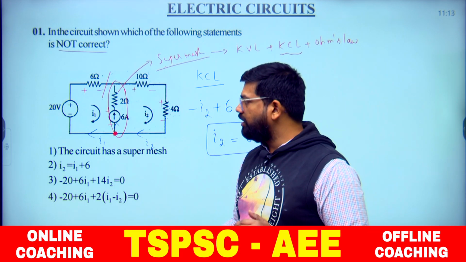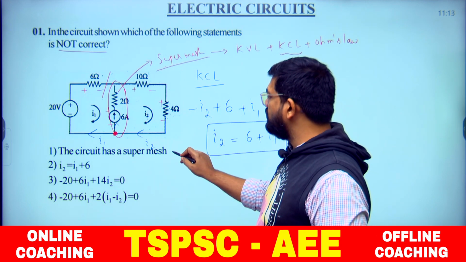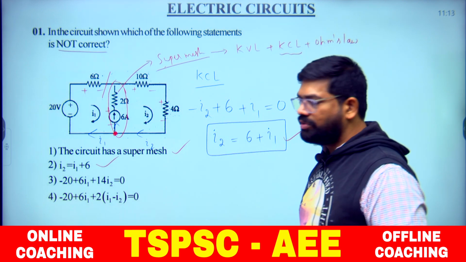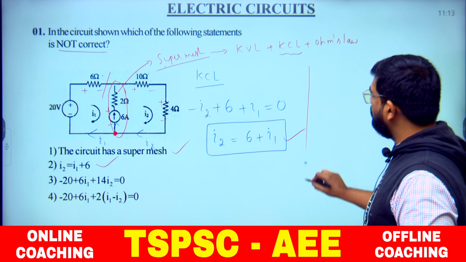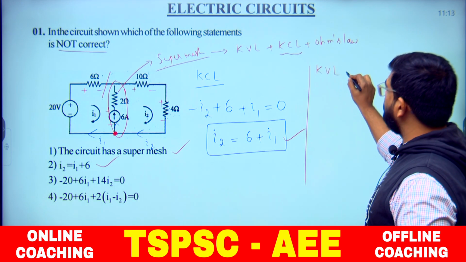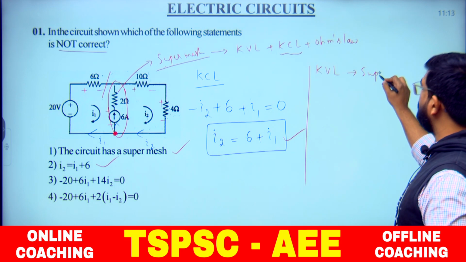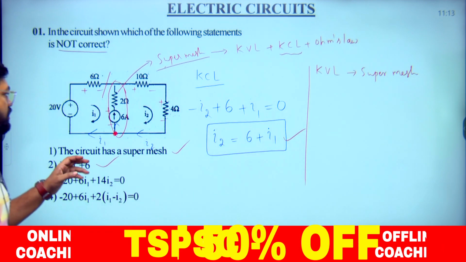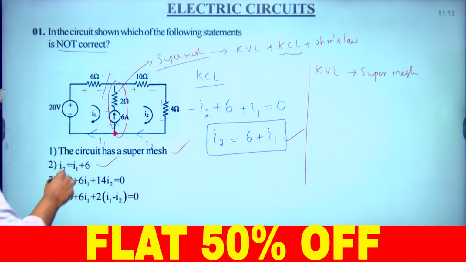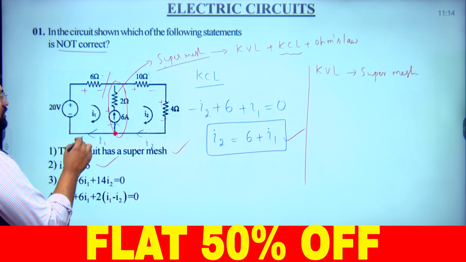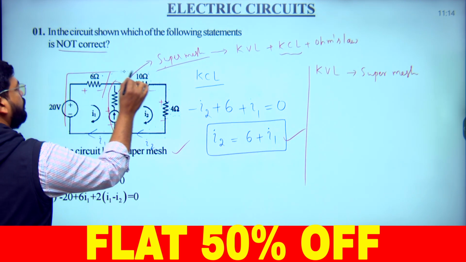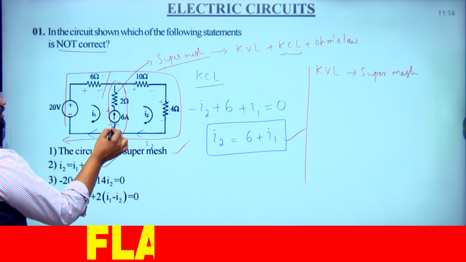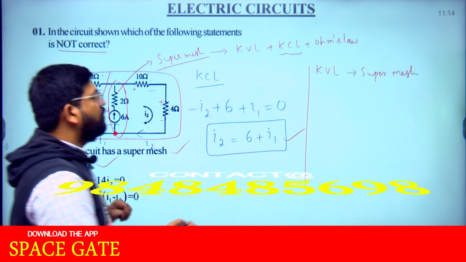So we got this, and we already mentioned that this circuit has a super mesh, and if you check with the KCL also, this equation is satisfied. Now how do we write the KVL for super mesh? Whatever branch voltages are associated with both meshes, we write in one equation. We consider this as the super mesh, and we won't count this branch.